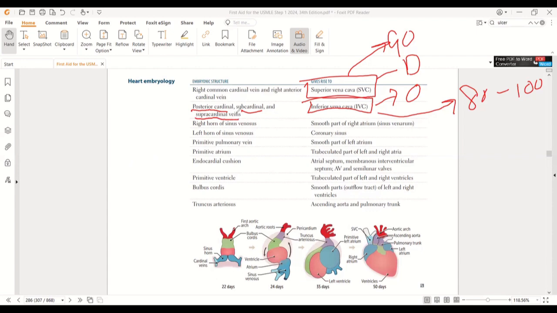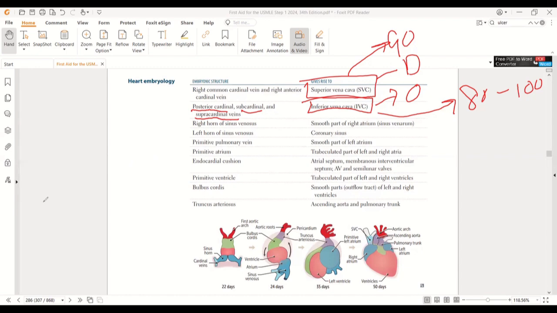So you have to cram these embryonic structures by heart, right? In a multi-layered question, you first have to identify that structure, and then the same applies to the superior vena cava. They give you the partial pressure, and they ask about the embryological origin of that vessel.